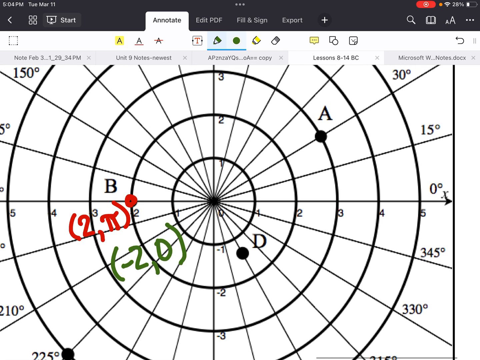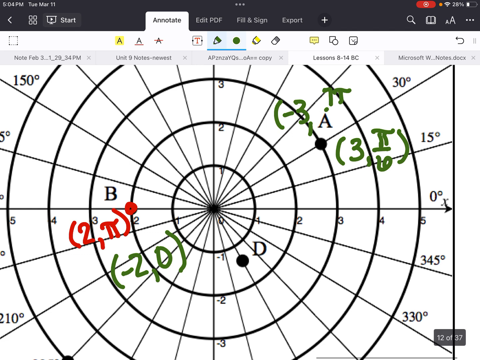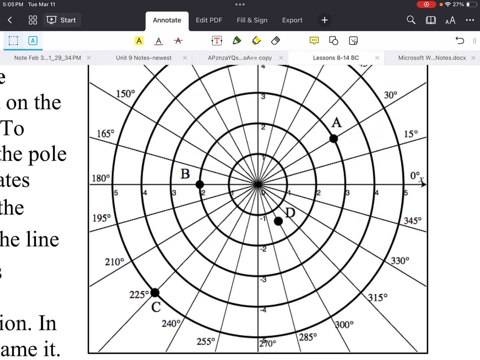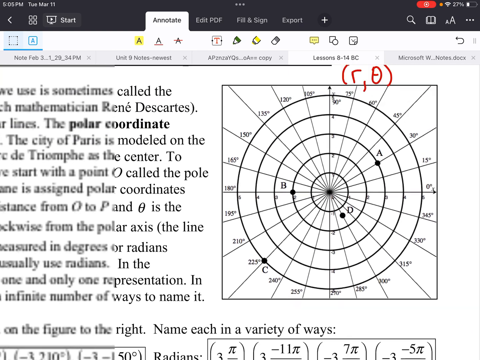So point A up here could be positive 3, pi over 6, or it could also be labeled as negative 3, 7 pi over 6. Sorry, messed up my angle there. So it's 3 units in the opposite direction of 7 pi over 6. So lots of options for how you label these points or describe these points.